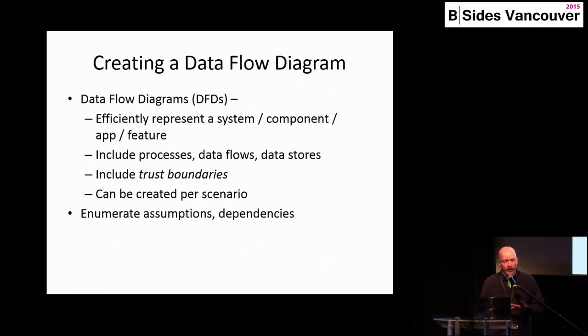So, data flow diagrams efficiently represent something: a system, a component, an app, a feature, a car, a doll, a web app, a phone app, the smartphone itself. You include processes, data flows, data stores, and trust boundaries, and we'll talk about each of these in a little bit. You can create a data flow per every scenario. You can do it per system, per component. It's pretty flexible in that way. I've talked about assumptions and dependencies already.